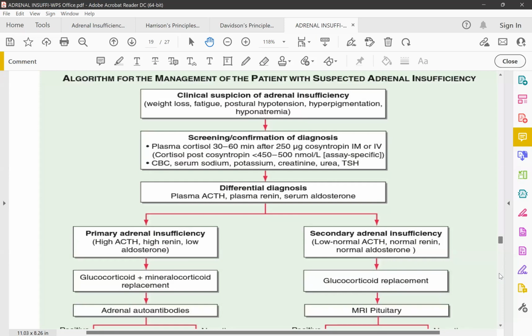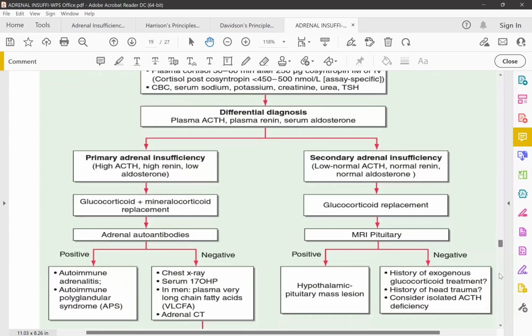So we measure cortisol levels. If it is less than 450 to 500 nanomoles per liter, we confirm the patient has adrenal insufficiency. Next, we rule out whether it is primary or secondary adrenal insufficiency. For that, we send plasma ACTH, plasma renin, and serum aldosterone levels. If the patient has high ACTH, high renin, and low aldosterone, we call it primary adrenal insufficiency.